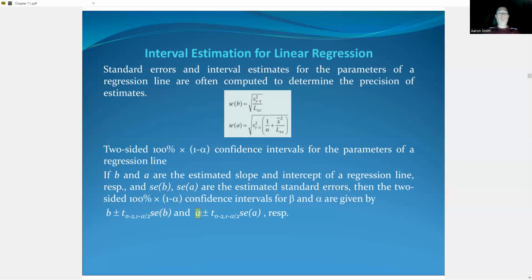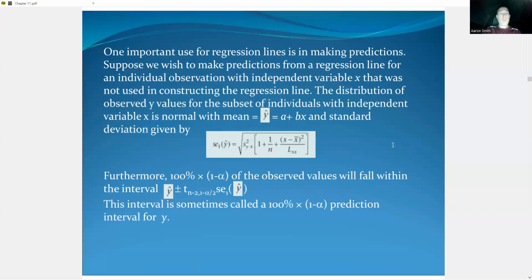Now here is for the intercept, our point estimate. Once again, t distribution, so plus or minus t, times that standard error, which we've got up here. All right, so now we've got a confidence interval for what is the true slope and the true y-intercept.